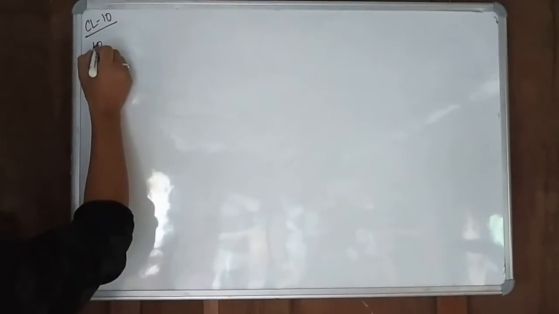So in today's class we'll start from question number 10. Okay, question number 10. Please read the question. The question says, in a single throw of a dice, find the probability of getting number 5, number 8, number less than 8 and a prime number.